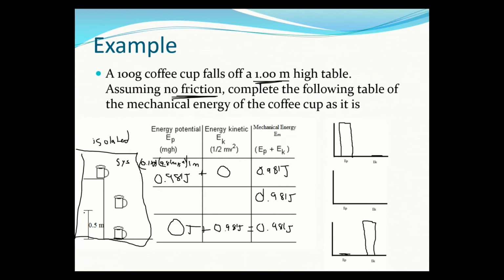So at this halfway point here, we have to do some calculations because it still has some potential energy here, but it's also moving, so it's going to have kinetic energy. So I can do a calculation. So 0.1 kilograms, and still 9.81 meters per second squared.